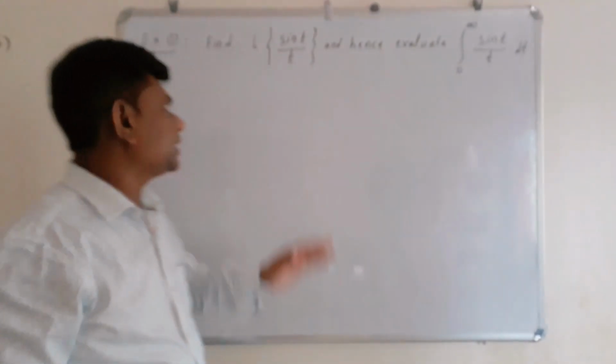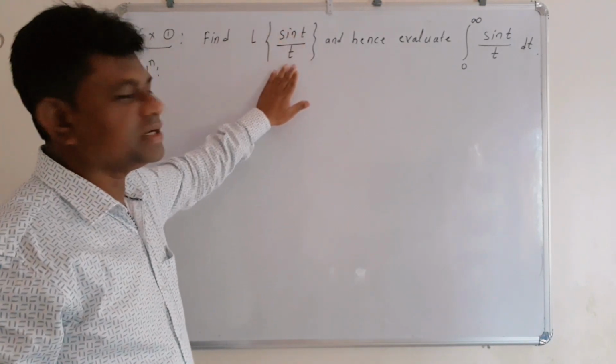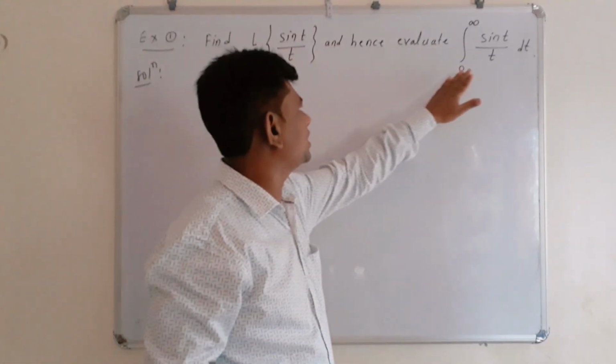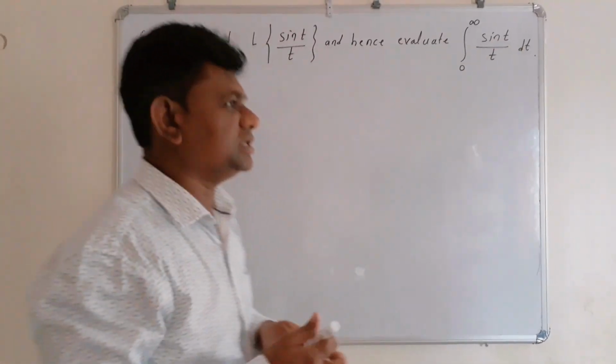Now let us see an example based on the property division by t. This is example 1. Find the Laplace transform of sin t by t and hence evaluate the integration from 0 to infinity of sin t by t dt.